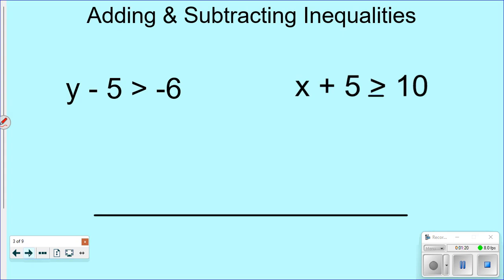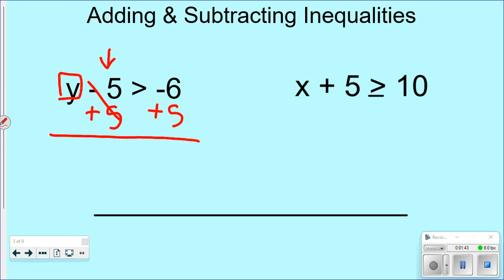So the first thing I want you to put in your notebook is adding and subtracting inequalities. Like I said before, it's solving the exact same way as an equation. So if this says y minus 5 is greater than negative 6, my goal is to get this by itself, so I need to get rid of this. So I'm going to add 5 to this side, and I'm going to add 5 to this side.